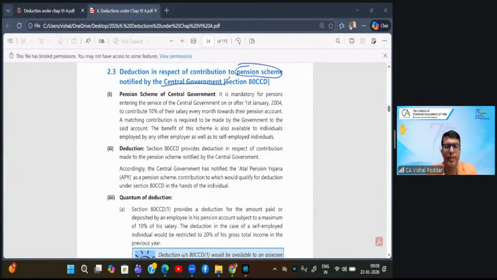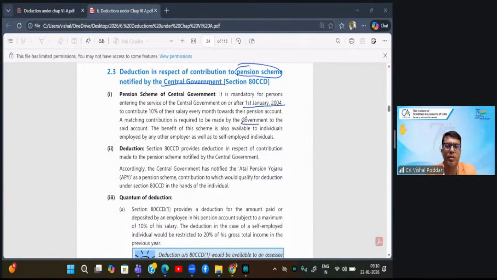So in previous section 80CCC, we also had pension plan, but it was pension plan by the insurance companies, either LIC or any other approved private insurer. Now this is also a pension plan, but this is pension plan by the central government. Originally, this scheme, when it was launched in 2004, was only limited to central government employees because it was a plan set up by central government. Later on, it was extended to state government also.